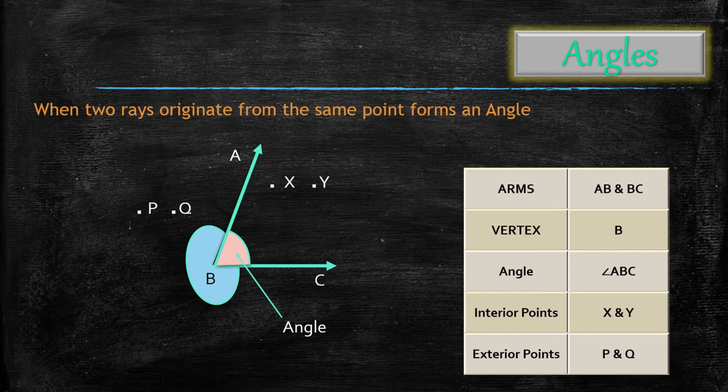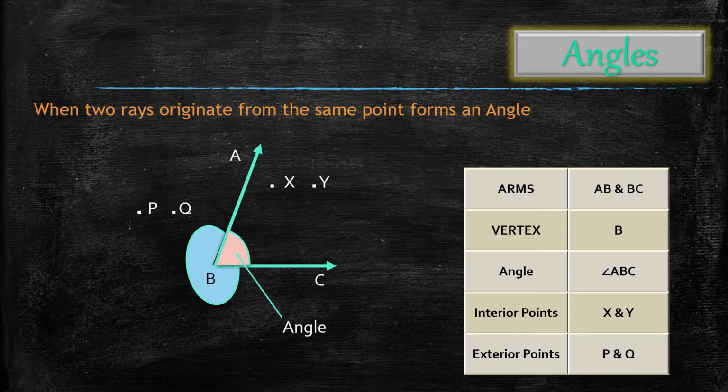Now consider this table. So here AB and BC are called the arms of the angle. The two rays which form an angle are called arms. So here the arms are AB and BC. And the vertex of an angle is nothing but where the two rays meet. So here AB and BC meet at a point B. So here the vertex is B.